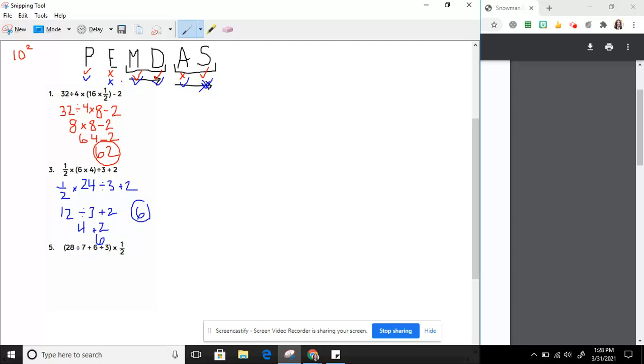So we have to continue to follow PEMDAS. Are there any exponents? Nope. Multiplication or division. There is division. I don't see any multiplication inside the parentheses, but there is division. So we're going to solve the division problems first. 28 divided by 7 is 4. 6 divided by 3 is 2.